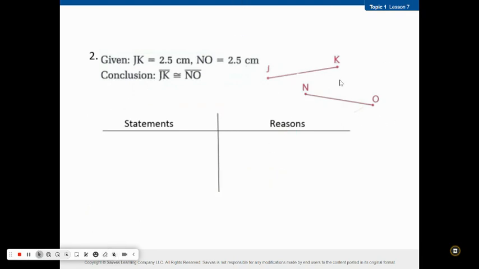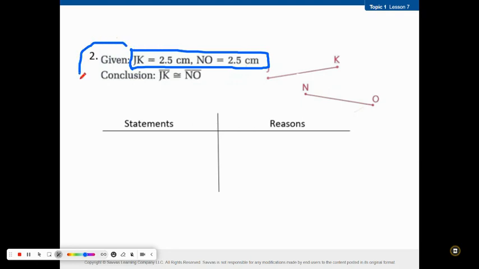Given JK is 2.5 centimeters, NO is equal to 2.5 centimeters. Conclusion, or prove, that JK is congruent to NO. So again, this is our given. You're going to write all of this right here. Please help yourselves. Do not do what I'm doing right now. This is only because for some reason I can't write with a pen. All right, so this is given to us.